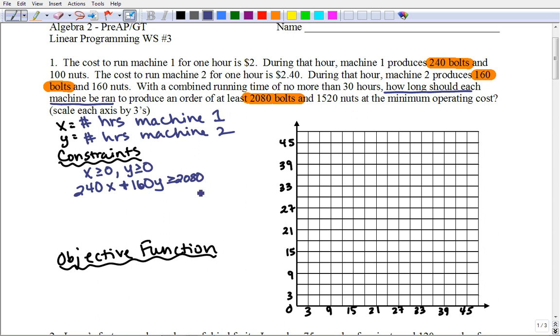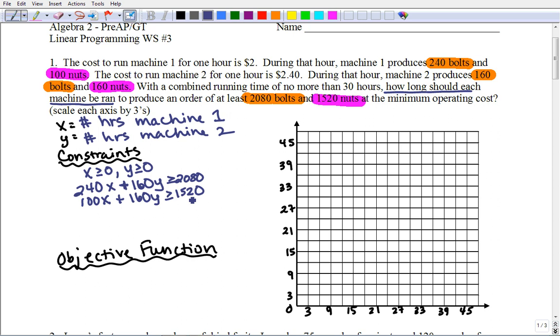Now let's look at the information about the nuts. Machine 1 will produce 100 nuts in an hour. Machine 2 will produce 160 nuts per hour. But we need at least 1,520. So that inequality would look like 100x plus 160y needs to be greater than or equal to 1,520. It's these kinds of problems that you'll get stumped on, and usually it's because you need to break it down into individual categories. So one inequality for the bolts, one for the nuts.